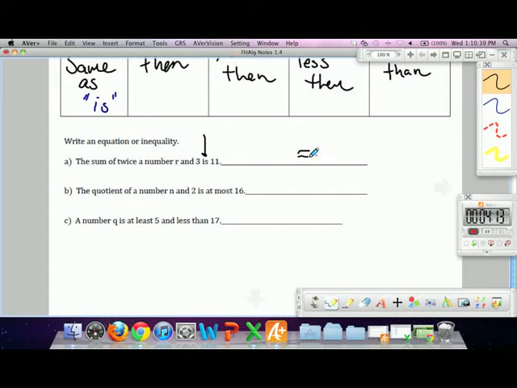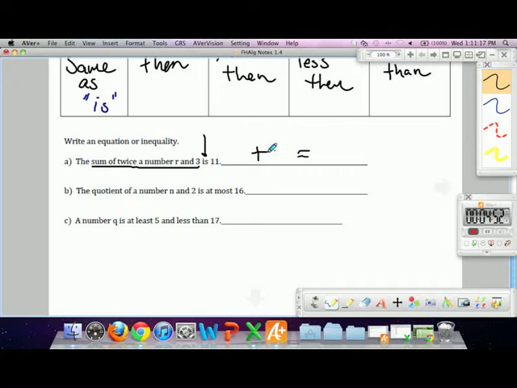So then what things are equal? The sum of twice a number r and 3. Okay, how do we write the sum of twice a number r and 3? What's sum? Plus. So we're adding two things together. What are we adding together? Twice of r. How do we write twice of r? Either r to the second power or r with two r's. Now that would be r squared. There's a difference. Just r times 2, or 2 times r. Twice of r.